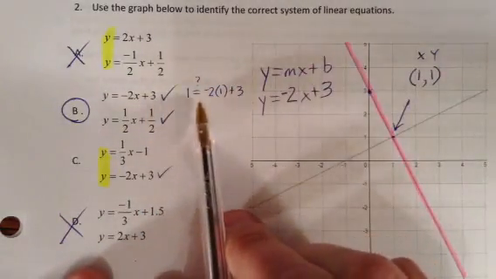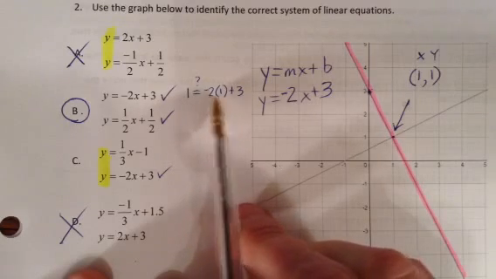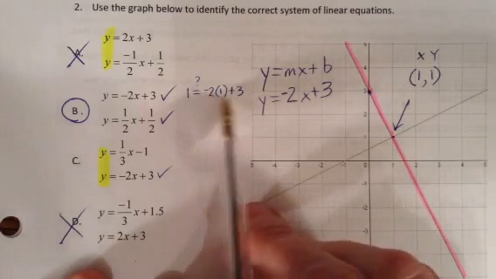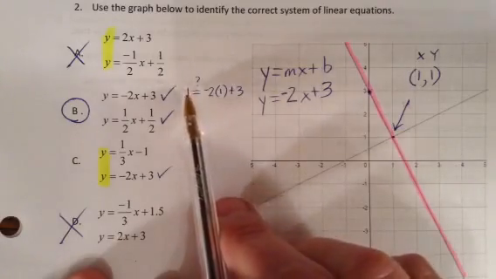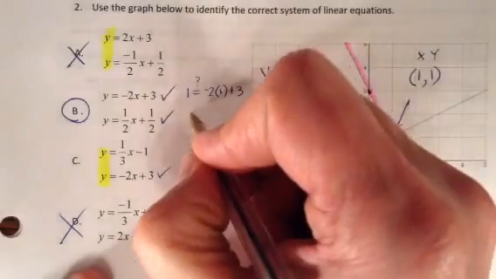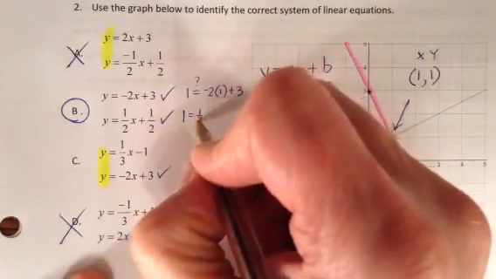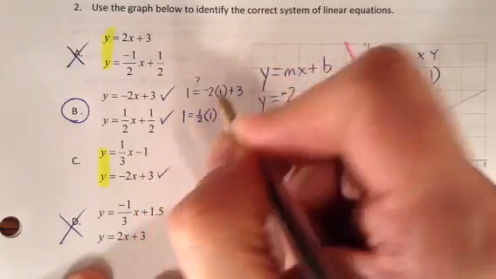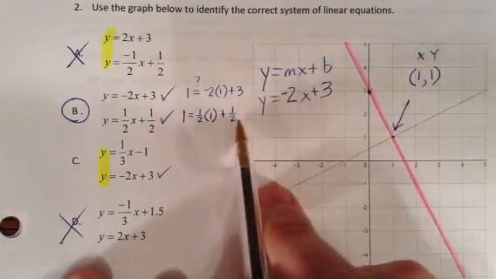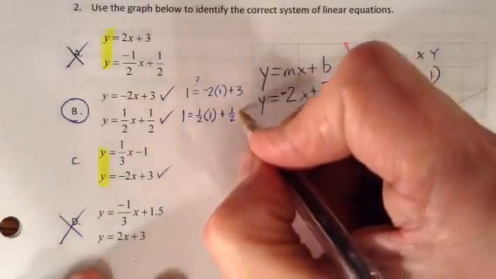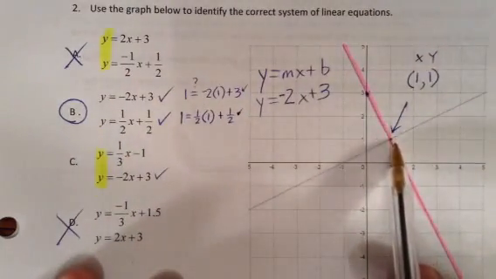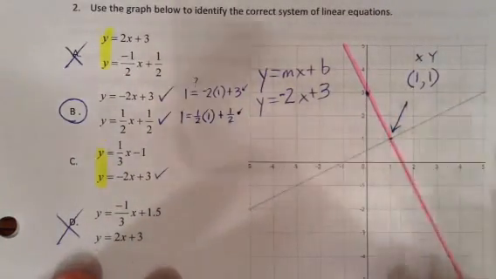So does 1 equal a negative 2 times 1 plus 3? Plug that in your calculator, you'll see that the right-hand side is 1. 1 does equal 1, it works in this one. What about the other equation? Does 1 equal 1/2 of 1 plus another 1/2? Well, 1/2 plus 1/2 is 1. It works for both of them. So we quickly verify that the answer is B by plugging in the visually known solution.